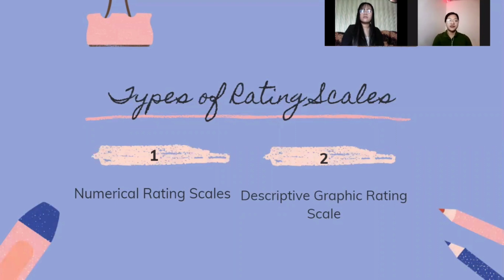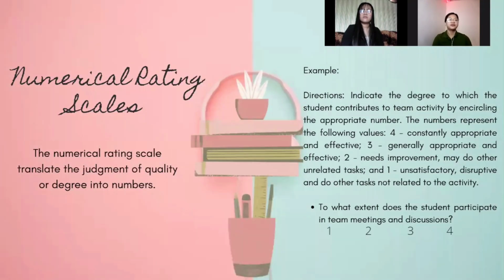There are two types of rating scale. First is the numerical rating scale. The numerical rating scale translates the judgment of quality or degree into numbers, just like what you observe on the right side.